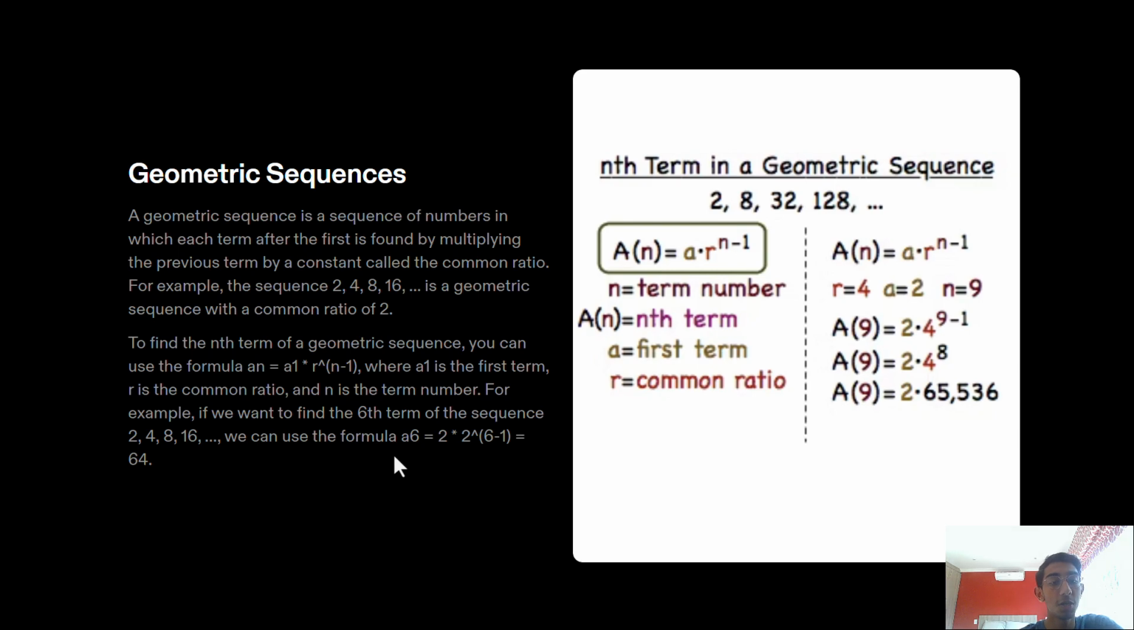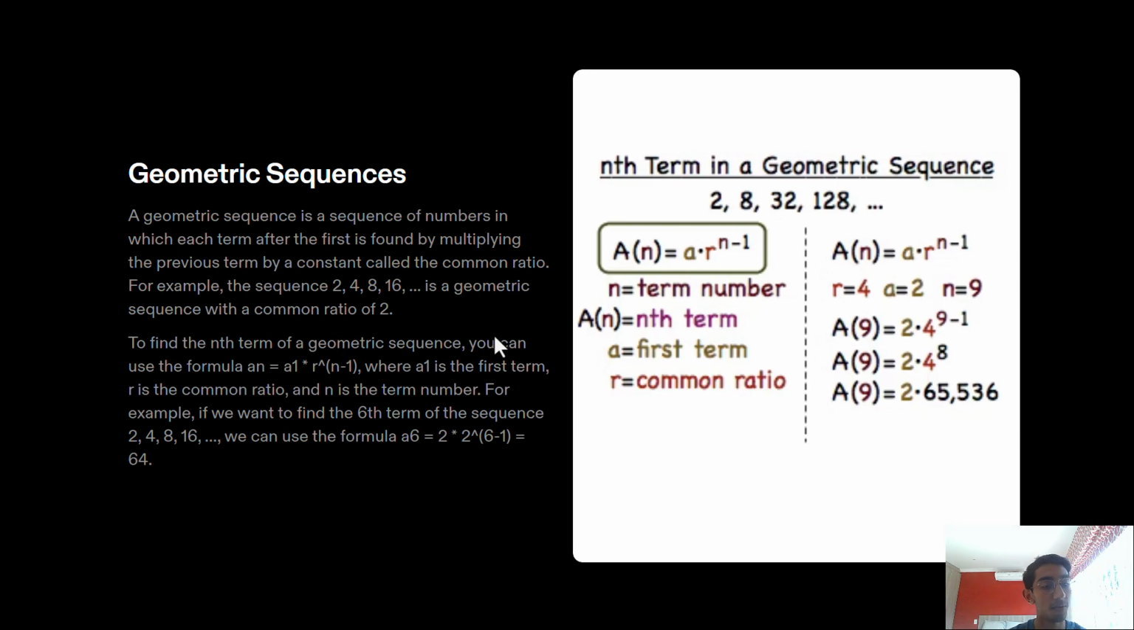So a geometric sequence is a sequence of numbers in which each term after the first is found by multiplying the previous term by a constant, so-called a common ratio. For example, the sequence 2, 4, 8, 16 is geometric because each term is separated by the common ratio of 2, in which the previous term is multiplied by 2 to achieve the next term.